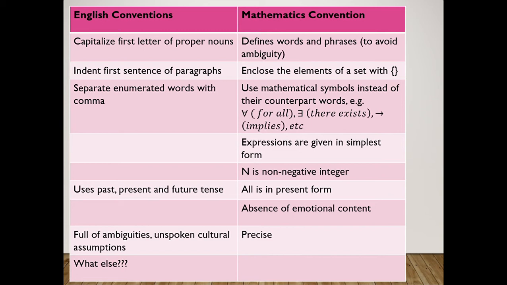For English, it uses the past, present, and future tense. But for math, all is in present form. If I make a sentence in English, like "naglalaba, wa kalaba kay gikawat ang planggana," it uses different tenses. But in math, all is in present form. What does that mean? When you say 2 plus 3 is equal to 5, before, it is also the same as in the present form.